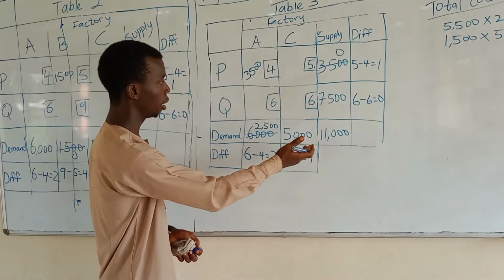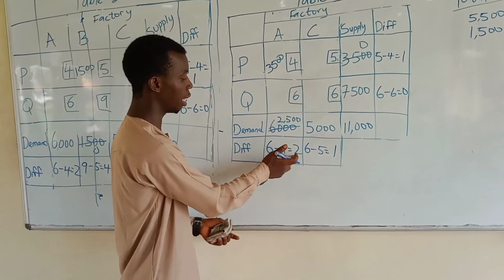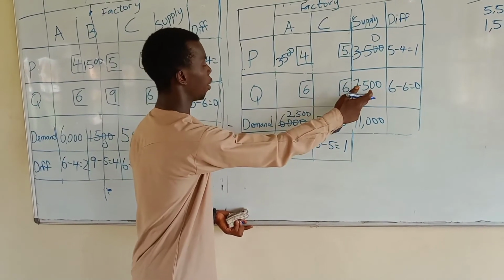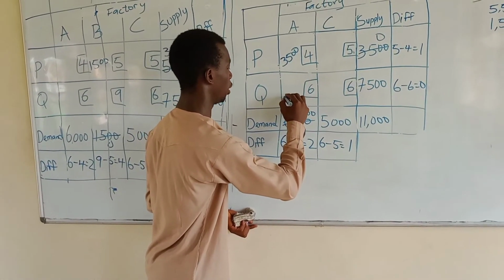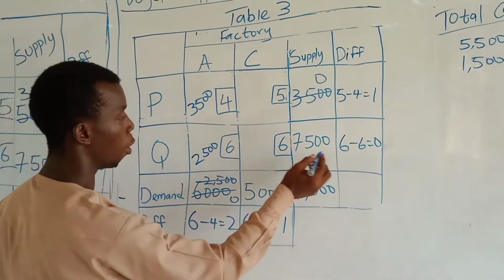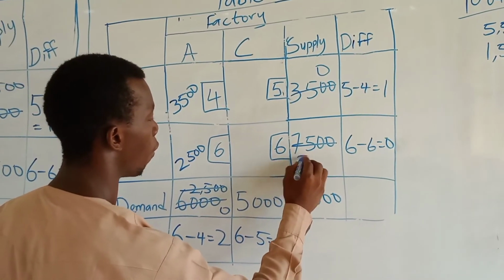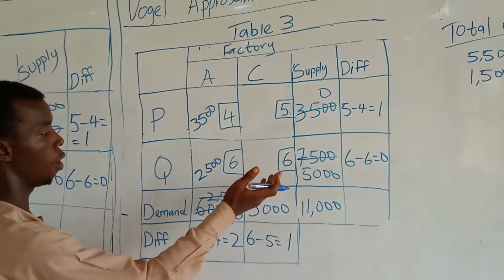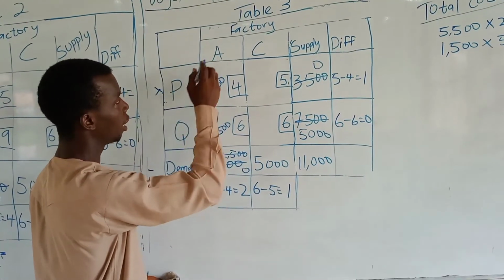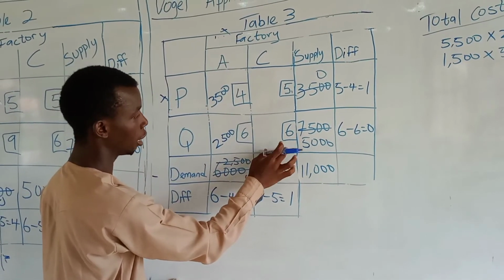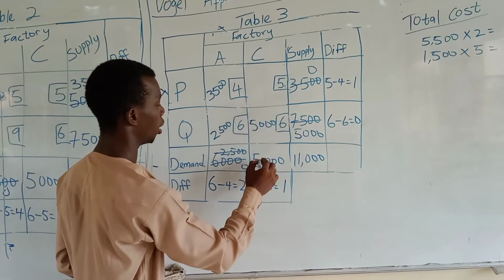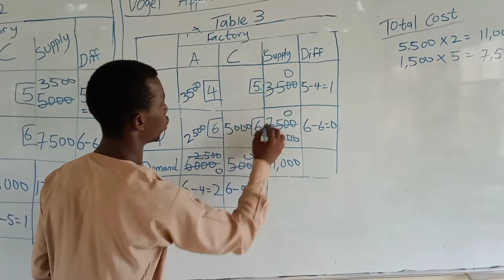We have 6 and 6. We still have the highest here, so we allocate to the next one. We have 6, 2,500. We have 7, 5. We just bring this 1,500 there. 2,500, this one is satisfied. For this 7, 5, we have 5,000 left. This is the only column that's empty. This place has already been satisfied, and this place has been satisfied. It remains this. Just balance it here. 5,000, 0, 5,000, 0.